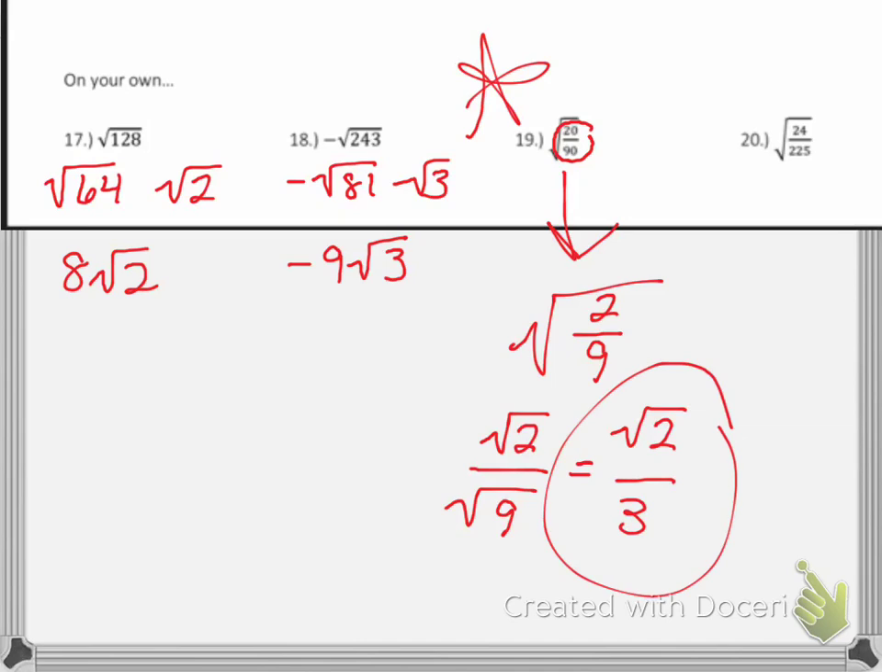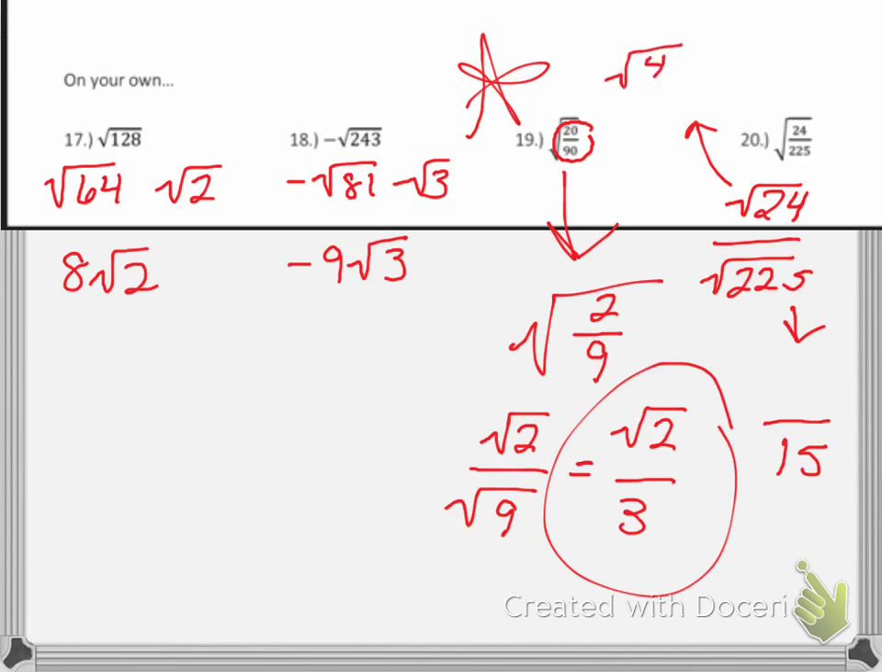And then number 20, I would do root 24 all over square root of 225. Well, the square root of 225 is 15. And then 24, the highest perfect square that goes into that would be 4, and then times 6. So I get 2 root 6 over 15. And that's it.